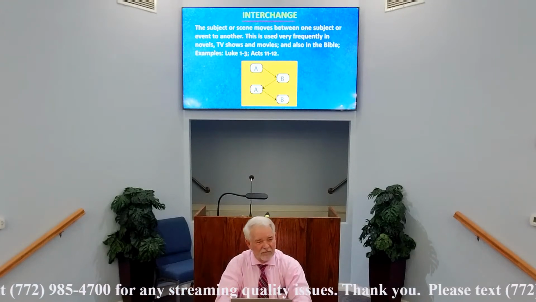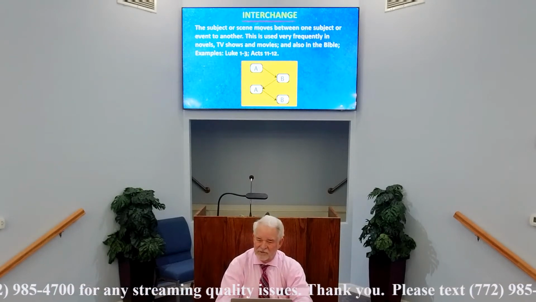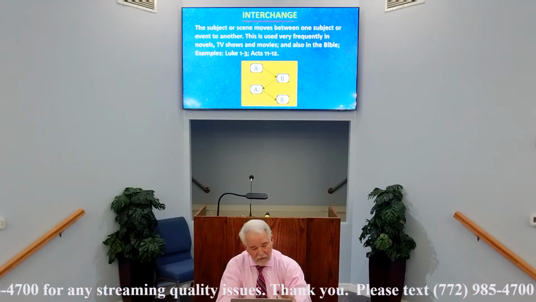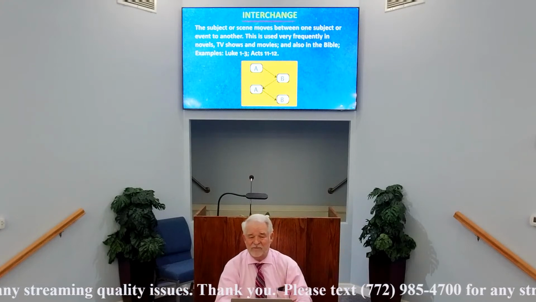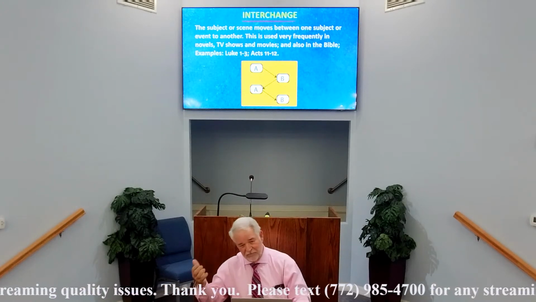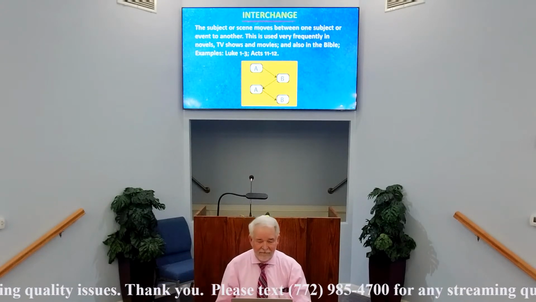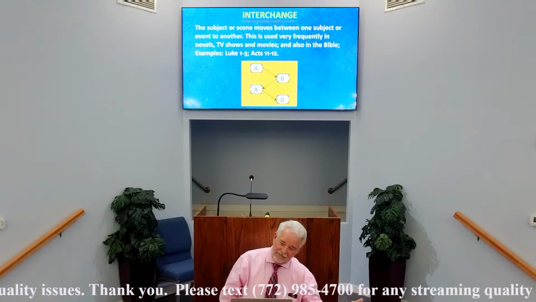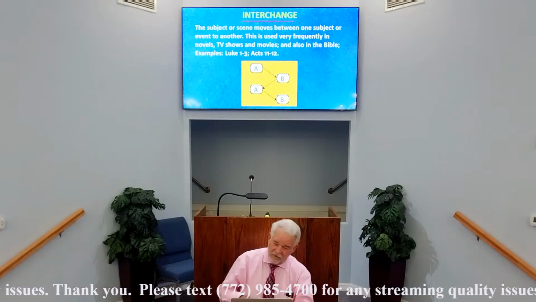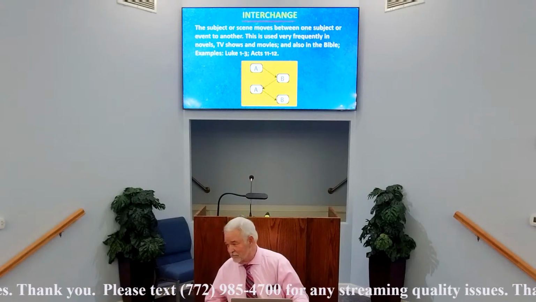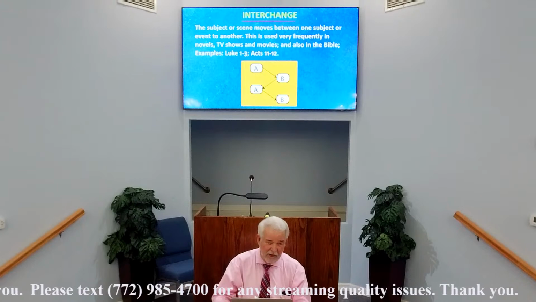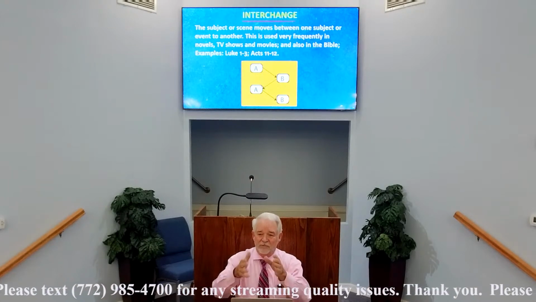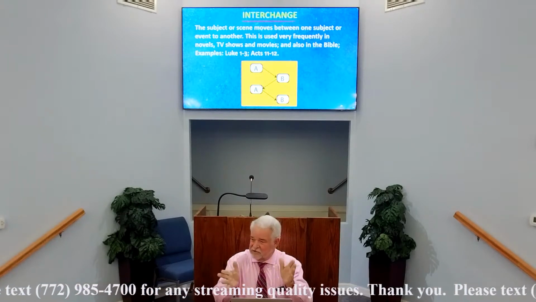You see this all the time in human compositions. It's in the Bible, Luke 1 through 3. Angel comes to John the Baptist's father. Angel comes to Mary to announce a birth. Comes back to John the Baptist when John the Baptist is born. Goes back to Mary when Jesus is born. You see? And finally, the story settles on who? John the Baptist or Jesus? Settles on Jesus. That's interchange.